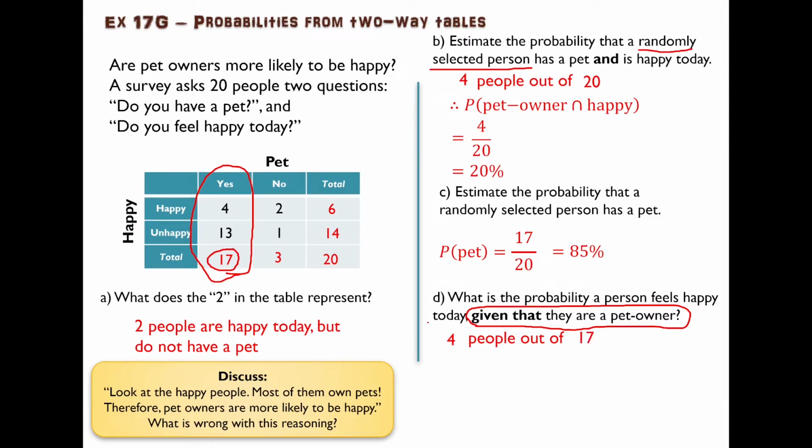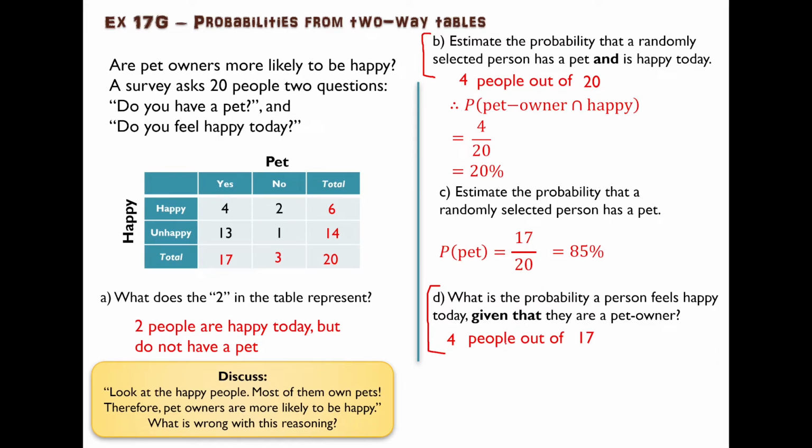Do you notice the difference between this question and this question? I'll just get rid of some of the scribbling here. In this question, I randomly pick a person from the whole group, but here I'm randomly picking someone who is a pet owner. I'm ignoring all of the people that don't own pets. So that's why the total that I'm looking at it out of is different. All right, so with that established, let's move on.